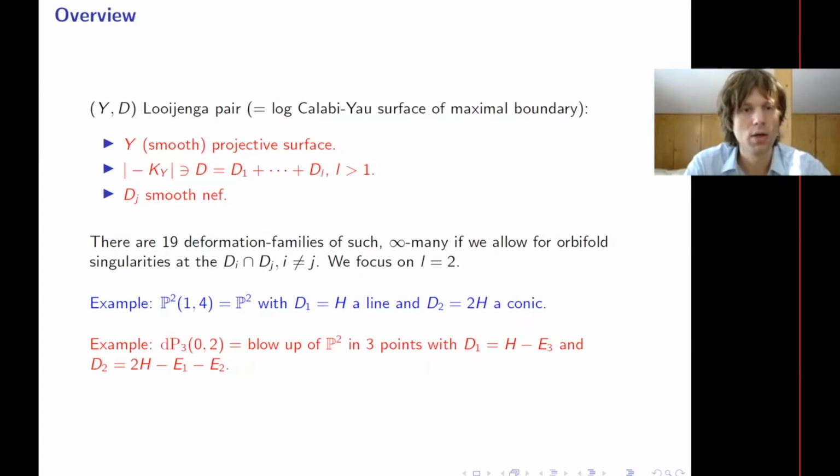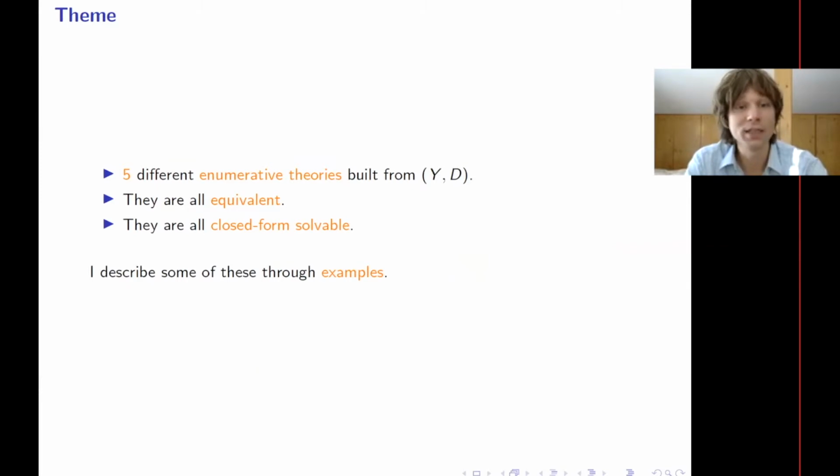So you can just think of these two examples, and in fact, my talk is example oriented. The theme is that from these Looijenga pairs, we consider 5 different enumerative theories which are associated to geometries built from (Y, D). We show that they are all equivalent. And moreover, the way we do this is we compute all of them, and so in particular, they're closed form solvable. Today I describe some of these through examples.